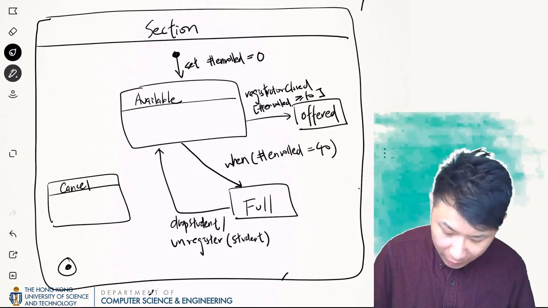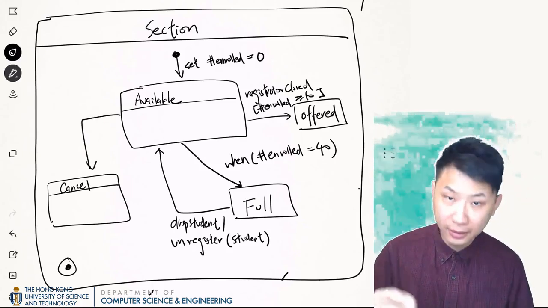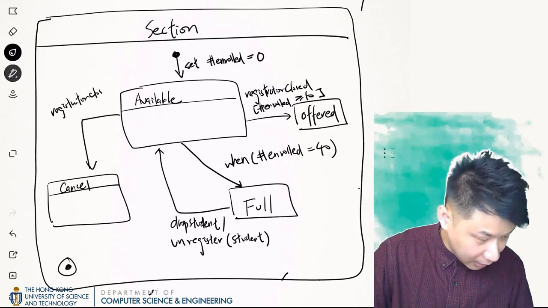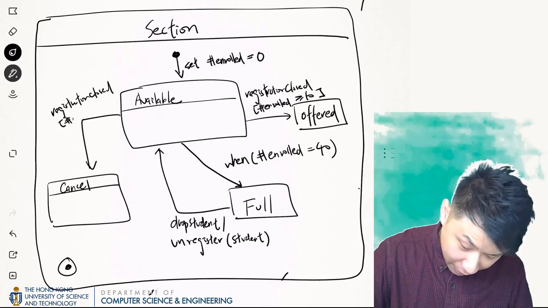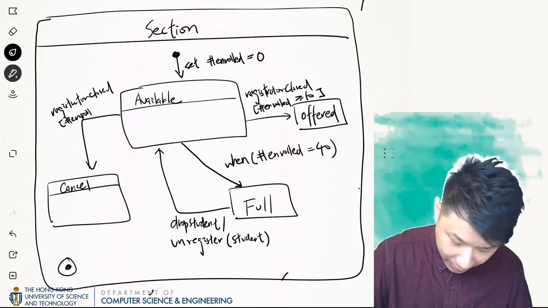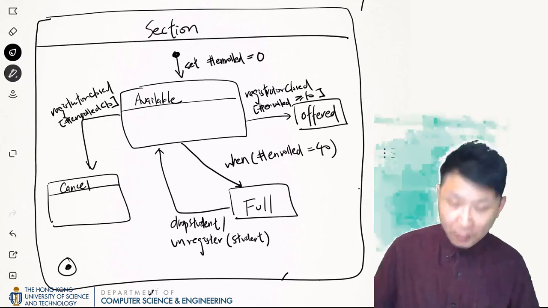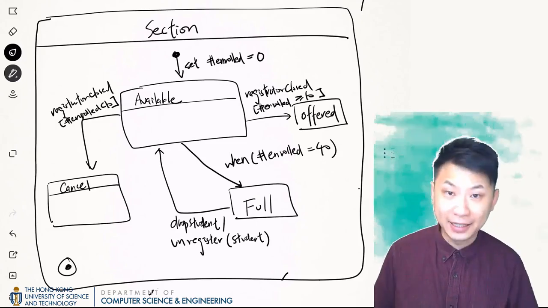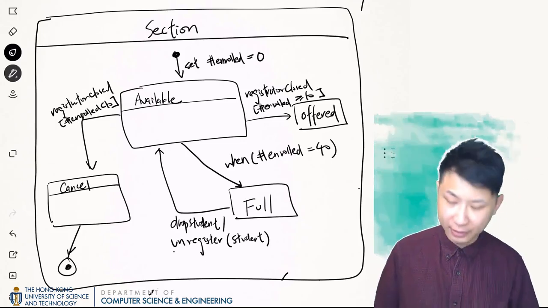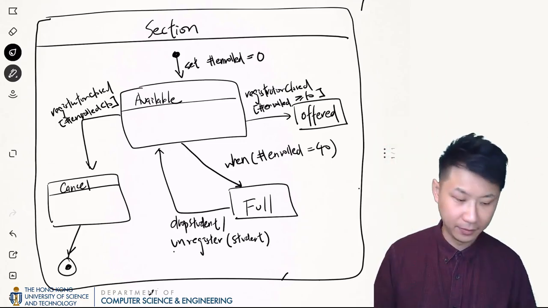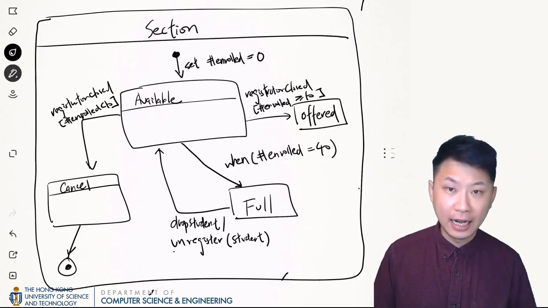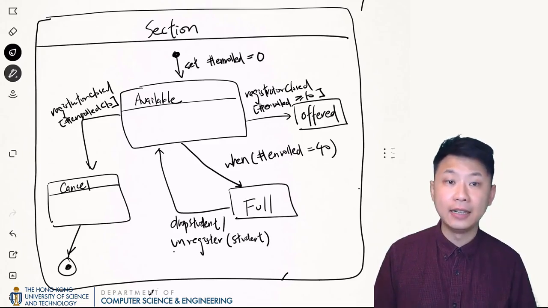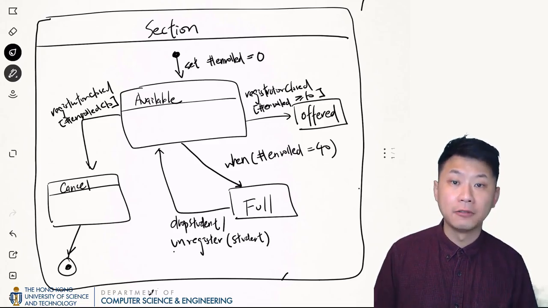And then when do we go into cancel? Okay, when registration closed and the number of students within the class is less than 10, then we will cancel the section. And then finally, after we cancel the section, we have to destroy the section. Okay, and this is the state machine diagram that we have for this class section within the ASU course registration system.